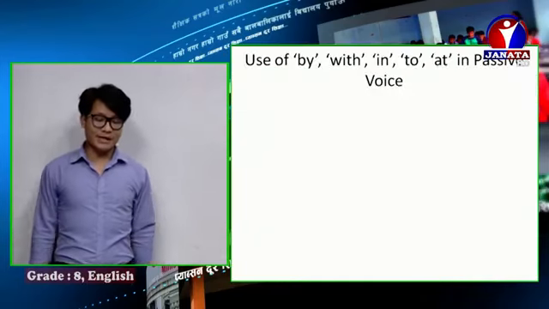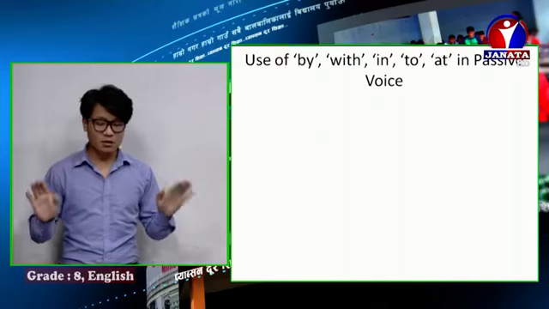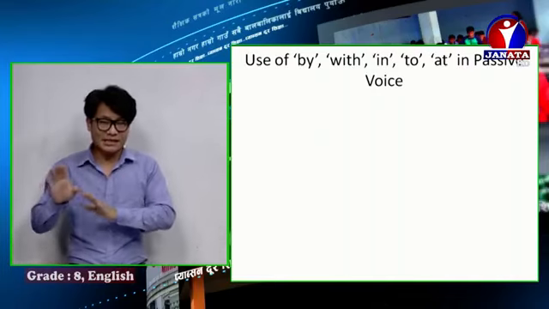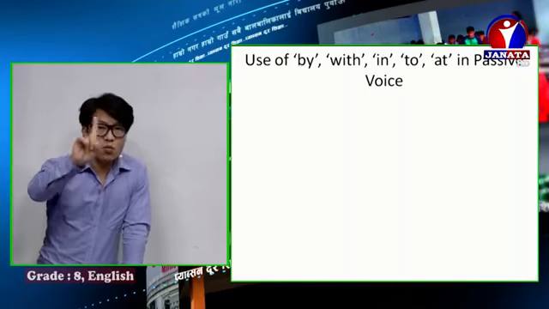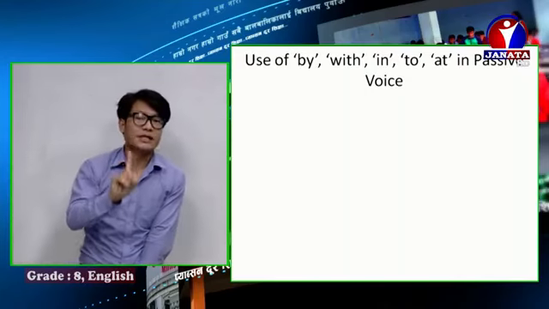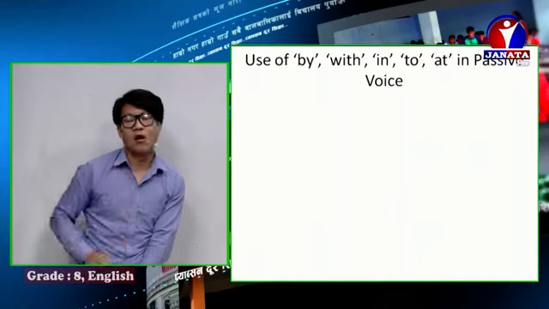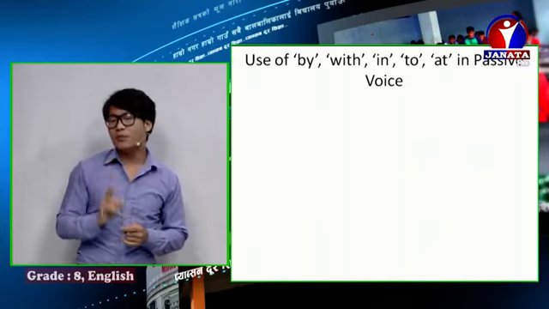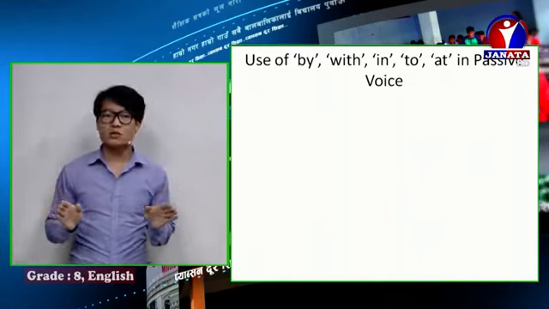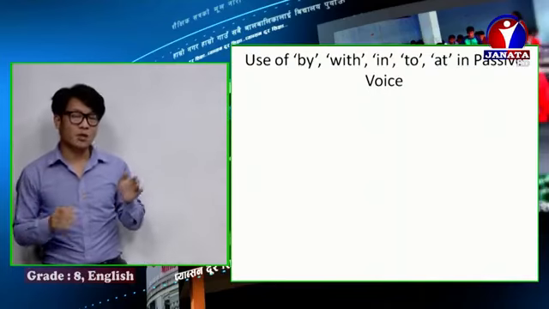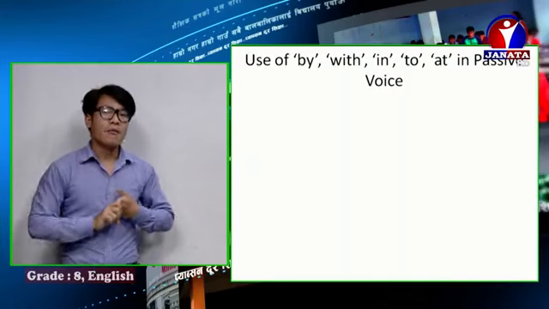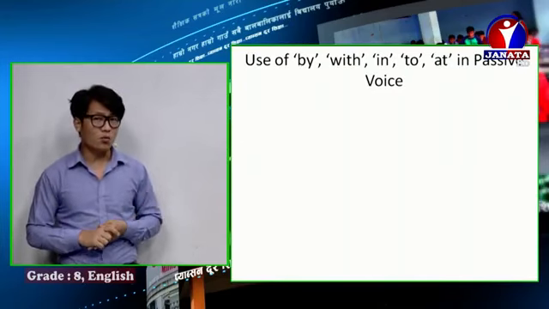Use of by, with, in, to, at prepositions in passive voice. All the students think only one preposition is used in passive voice, but that's wrong. By is not the only preposition used in passive voice. There are some verbs which take different prepositions. Let me show you which verb takes what prepositions.